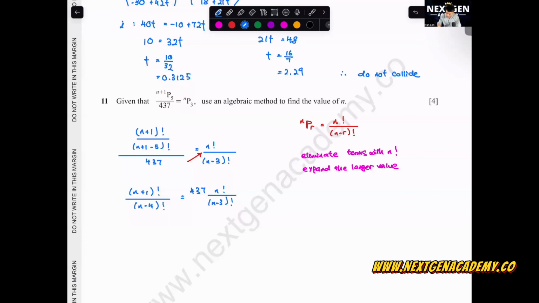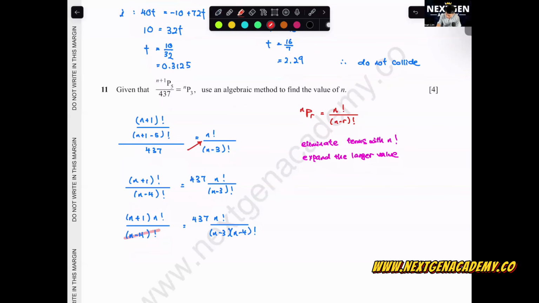Okay, look, N plus 1 and N factorial, we expand the N plus 1. Then here, N minus 4, N minus 3 is the bigger one, so we expand the N minus 3 and N minus 4 factorial. Then we can cancel this and this, then this and this. Okay, this will be N plus 1 equals 437 over N minus 3.